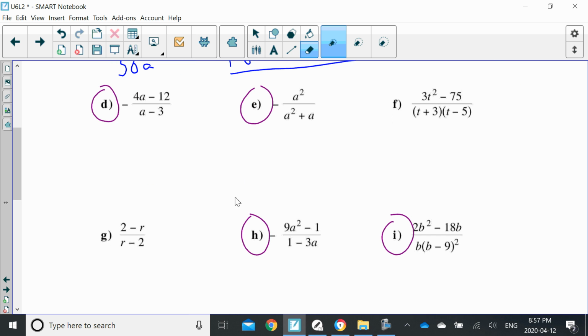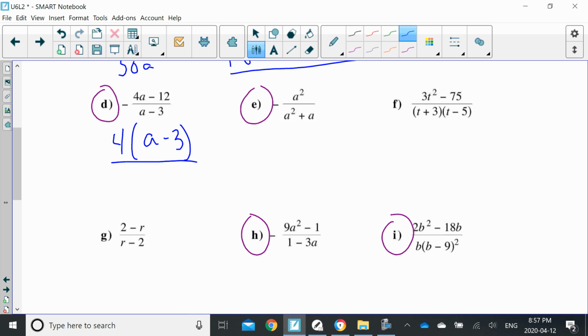Let's do D. What can you factor out of a 4a minus 12? So you could factor out 4. You'd be left with a minus 3. This binomial in the denominator, I'm going to put that in the bracket. I always like to think of binomials in brackets. And then don't forget the negative here. So put that negative there. My restriction is a cannot be equal to 3.